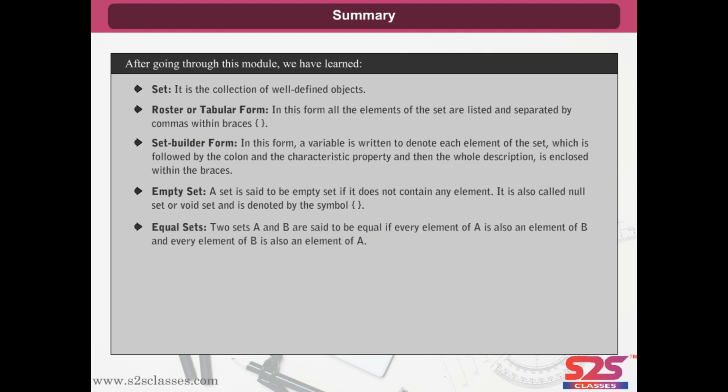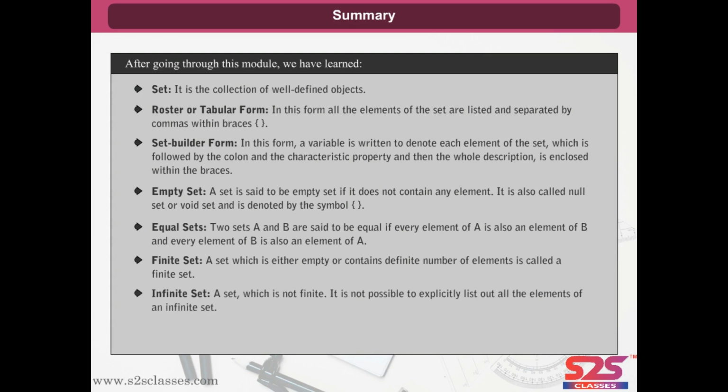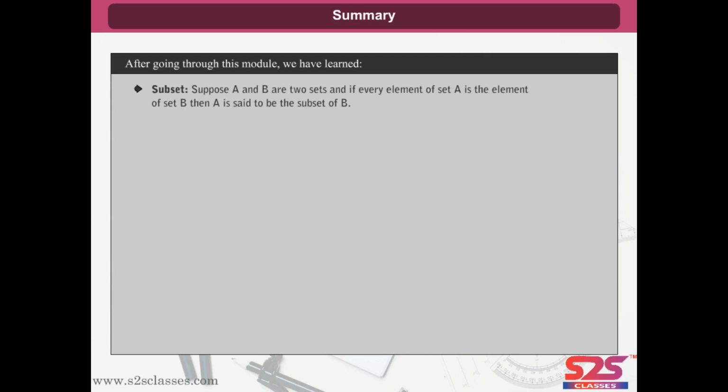Equal sets. Two sets A and B are said to be equal if every element of A is also an element of B, and every element of B is also an element of A. Finite set. A set which is either empty or contains definite number of elements is called a finite set. Infinite set. A set which is not finite. It is not possible to explicitly list out all the elements of an infinite set. Subset. Suppose A and B are two sets, and if every element of set A is the element of set B, then A is said to be the subset of B.